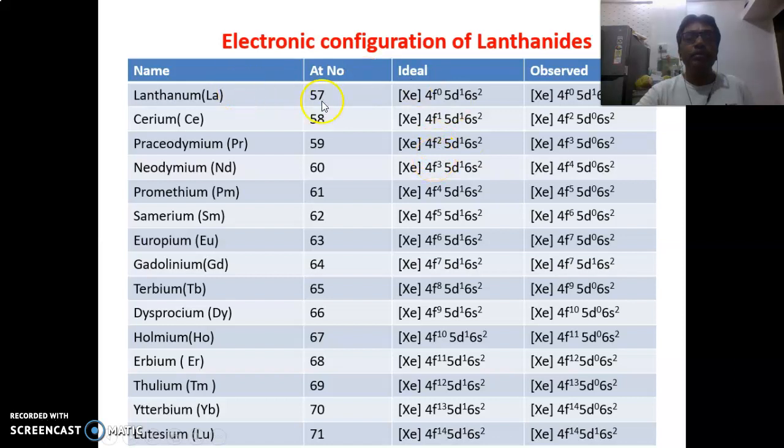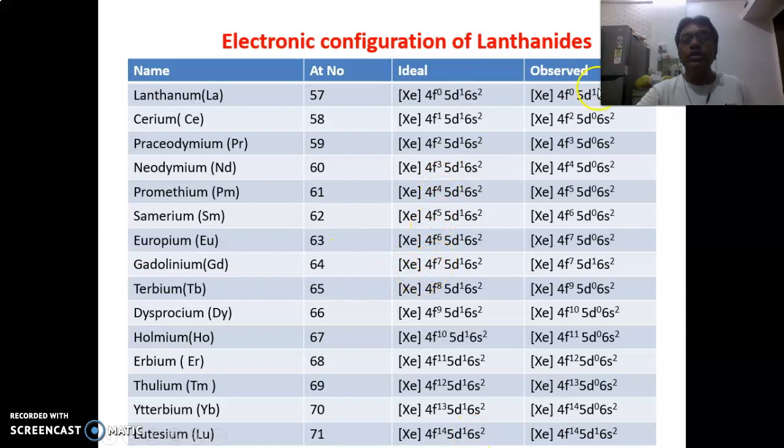In the case of lanthanum, there is no electron in the 4f orbital, but onwards from cerium, the addition of the electron takes place into the 4f orbital. The last, differentiating electron enters the 4f orbital. Therefore the electronic configuration of cerium is 4f1 5d1 6s2, and the last element lutetium has the electronic configuration 4f14 5d1 6s2. So this is about the ideal electronic configuration.